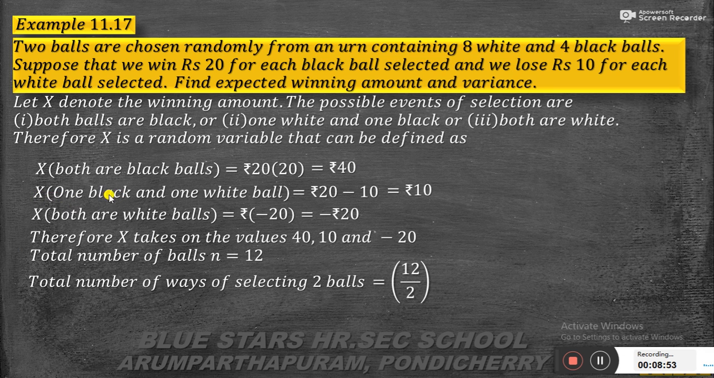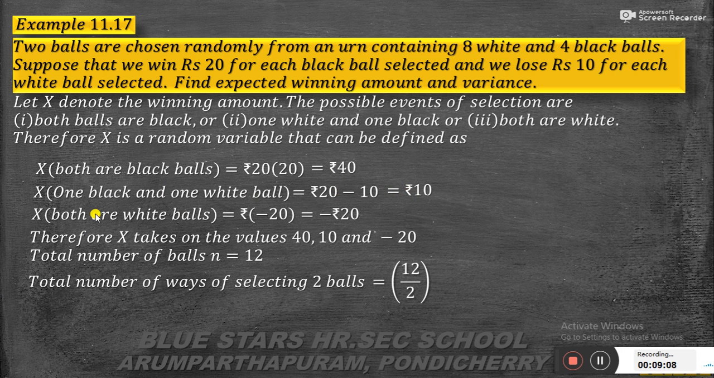So X of one black and one white ball. Suppose I choose one black ball and one white ball. One black ball means I get 20 rupees, so the winning amount is 20. Losing amount means 10, so I represent it by minus 10. So 20 minus 10 is 10.